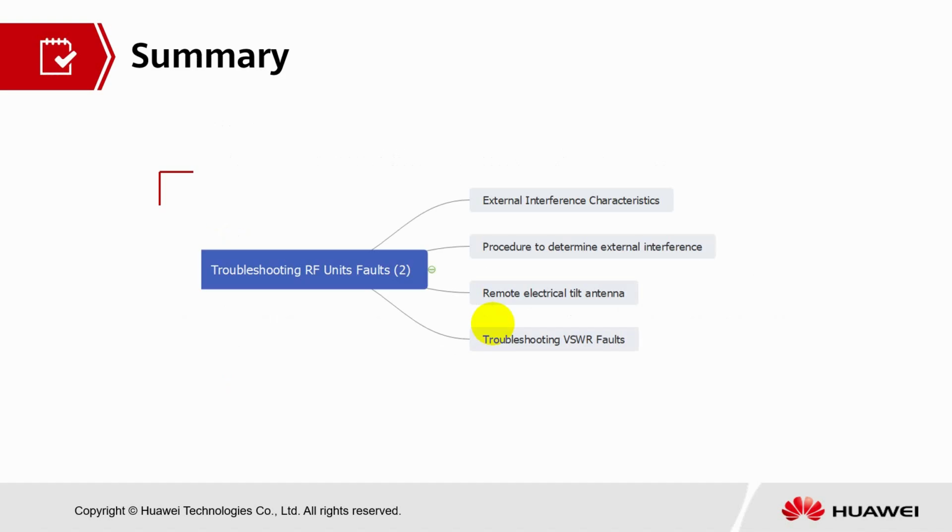So the summary of this section, troubleshooting RF unit fault. We have learned about external interference characteristics, the procedure to determine external interference, remote electrical tilt antenna, and last but not least, troubleshooting VSWR faults.